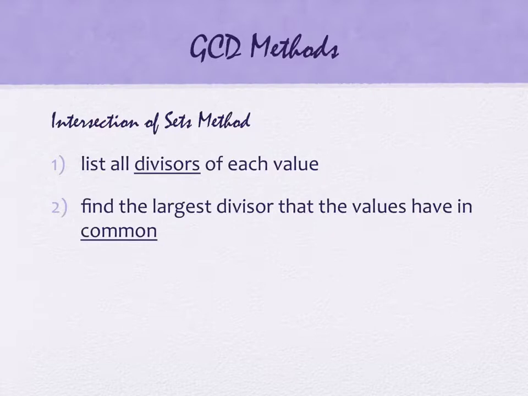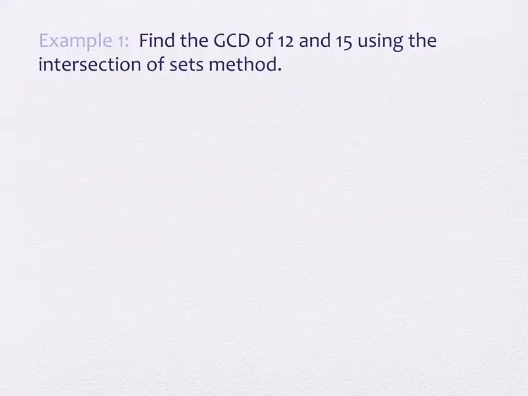So an intersection of sets method means that you list all the divisors of each value. You list everything out, and then you just look for the one that's the biggest one in the list. Okay? So we're going to do an example with the numbers 12 and 15, and as you see, I did choose small numbers. This method works really well when the numbers are small. And what we're going to do is make a list of all of the divisors, not primes, but all the divisors of 12.